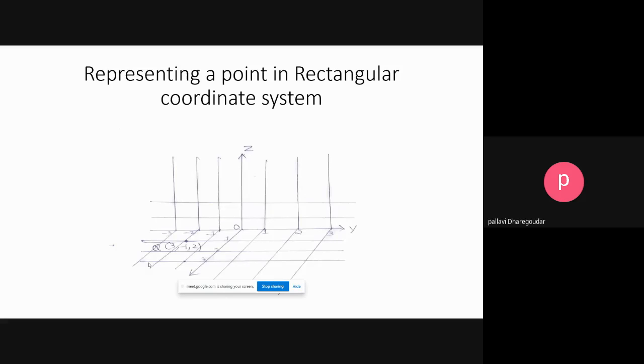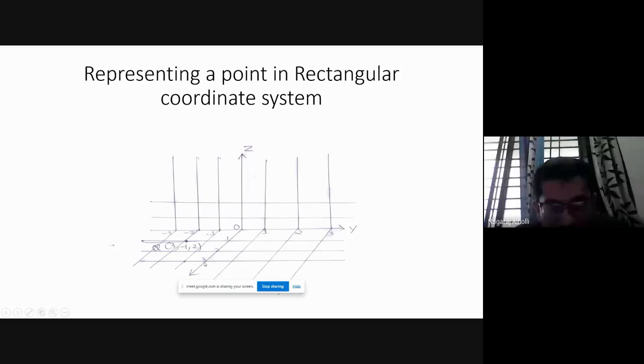So you should move plus 2, no, sir. See, this is 3. Then minus 1 is here. This is our minus 1. Then plus 2 on the z.